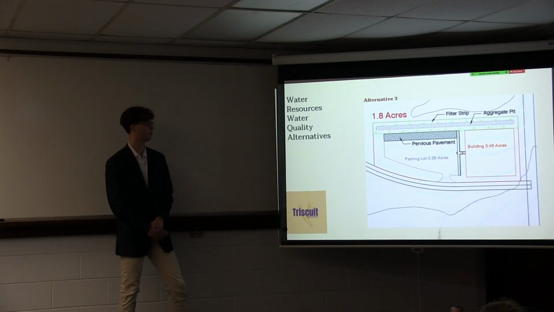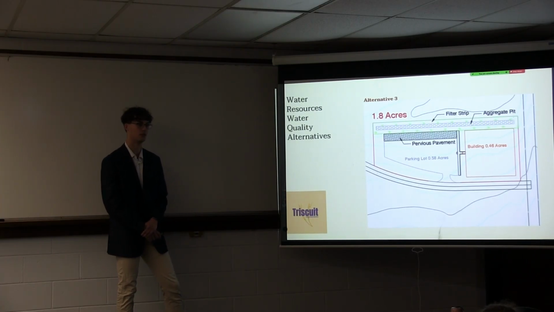And then alternative 3, we use pervious pavement, a filter strip, and aggregate pit. With this, I was thinking we could store as much water as possible, but this doesn't remove almost any dissolved phosphorus, so we probably won't use this.